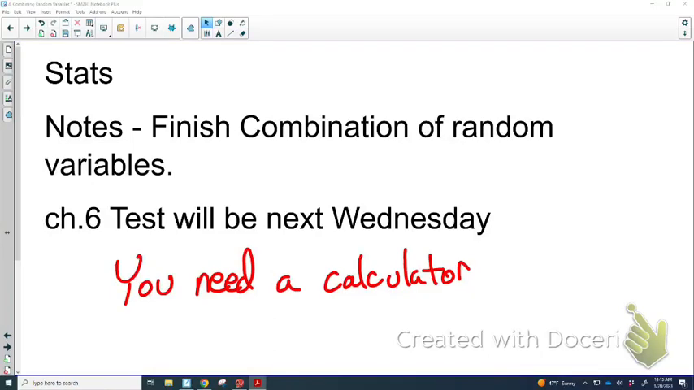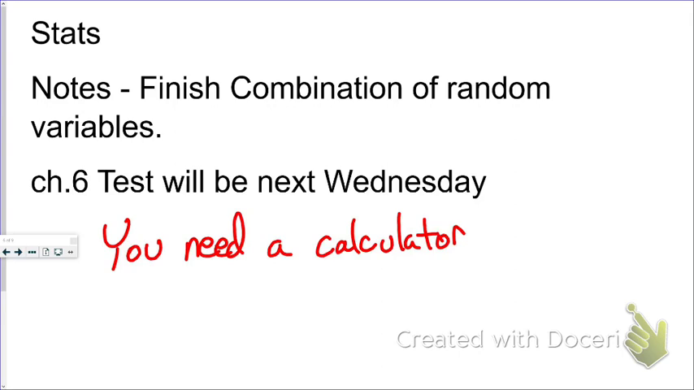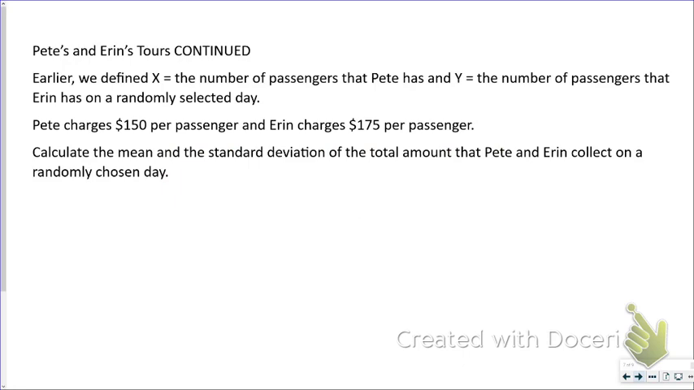In stats, we wrapped up combinations of random variables. So we were on this page right here, wrapping up Pete and Aaron's tours. What you might need to do before we start this problem is flip back and forth between the previous page and this page and write down mu x passengers, sigma x passengers, this is for Pete, mu y for Aaron, and sigma y for Aaron. Those were typed on the previous page.